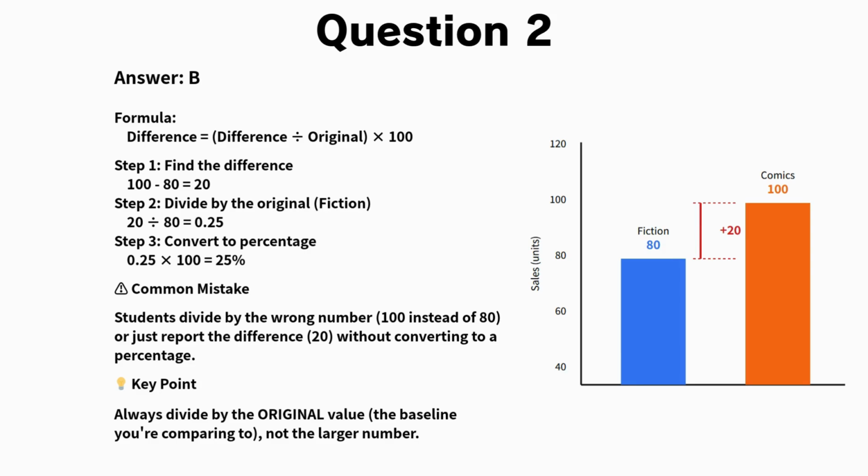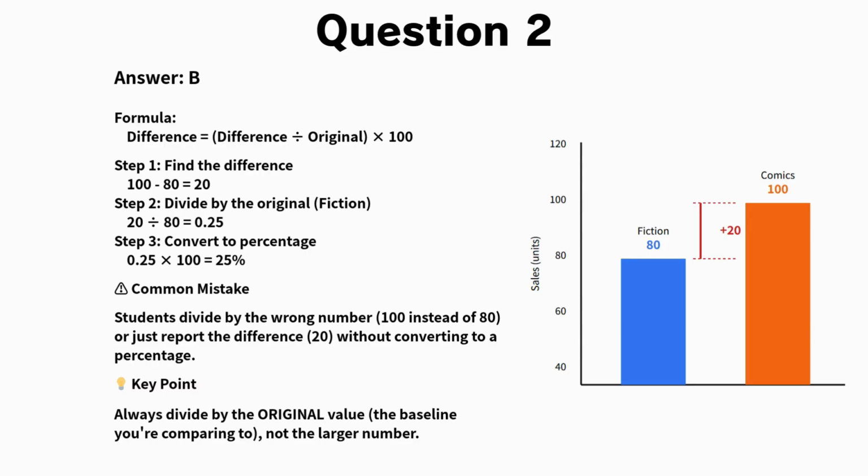Here's the most common mistake on this type of question. Many students divide 20 by 100 instead of 80. If you do that, you get 20%, which is answer choice A, but that's wrong because you must always divide by the original value, the baseline you're comparing against. In this case, that's fiction at 80 units.